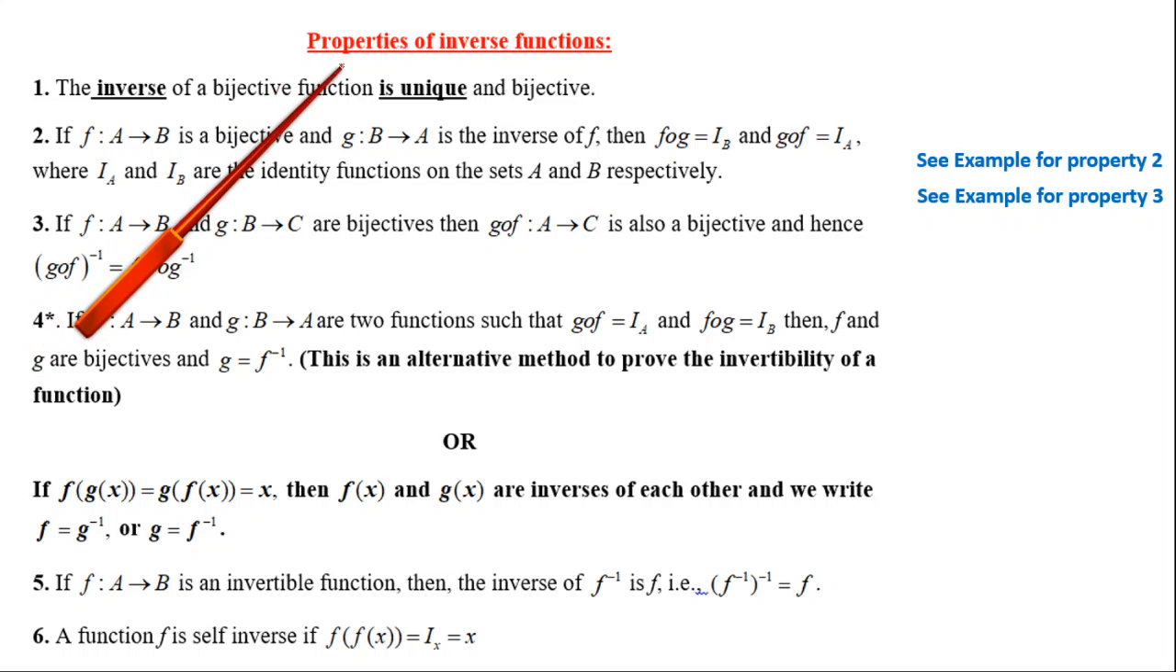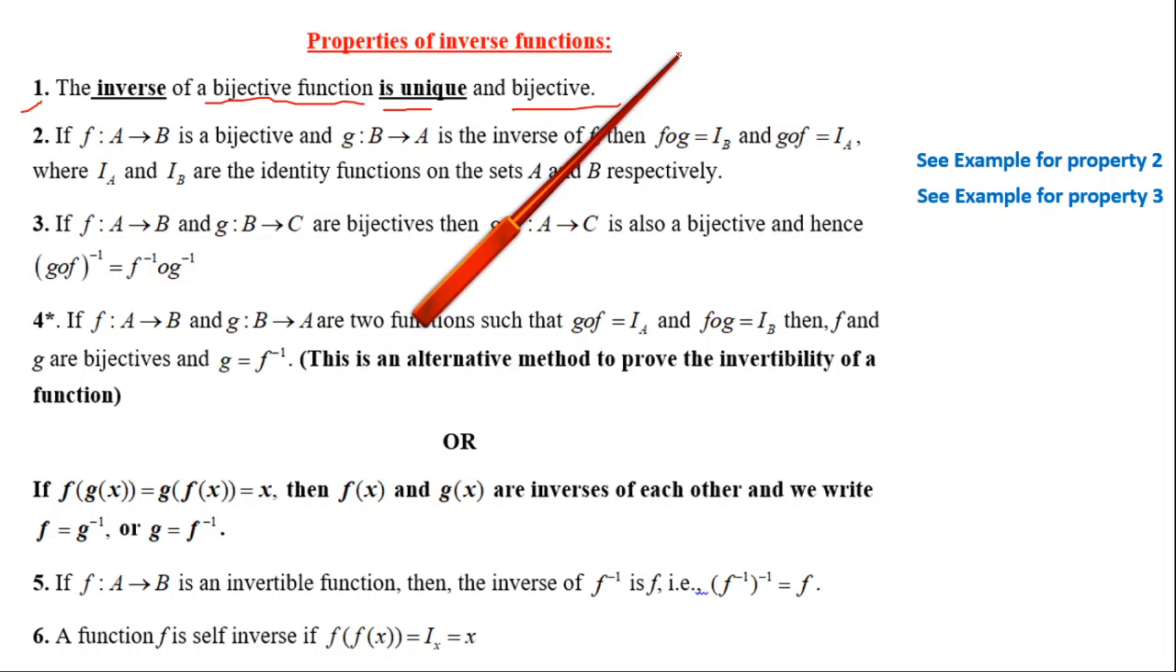Now let us see some properties of inverse functions. So first is the inverse of a bijective function. Obviously, if a function is bijective, then only we'll have an inverse. So the inverse of a bijective function will be unique and bijective. So if I have f from A to B and it's bijective, then obviously it'll have an inverse, and that inverse will be unique. Okay, and that inverse will also be bijective.